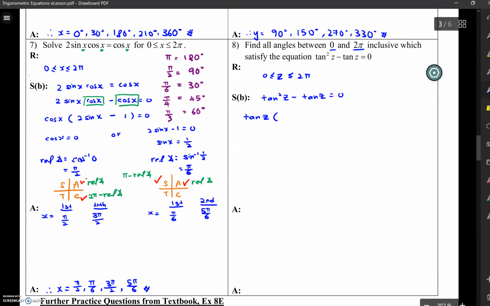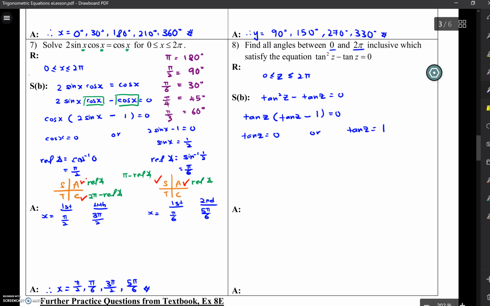Tangent z. So if I factorize tangent z, tangent squared z divided by tangent z is just tangent z. And tangent z divided by tangent z is 1. Please take note: tangent z divided by tangent z is not 0. It's like 5 divided by 5, you don't get 0. Okay, now same thing, 0 product.